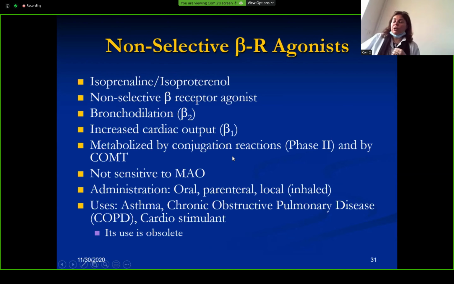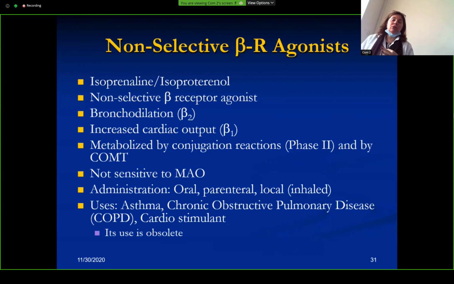Isoprenaline is metabolized by conjugation, phase 2 reaction, and not by COMT, okay? It is non-sensitive to MAO. We can give it oral, parenteral, local. I put it for you because before they were using this medication, and you'll find it in the book. Sometimes I hear from the TAs that there are things we should not mistake, and you will find it in the Step or USMLE. They will give you isoprenaline and ask how it acts. It was used for asthma or obstructive pulmonary disease. Now with COPD, we have more selective medication or cardiac stimulants, much better. So now it's obsolete.